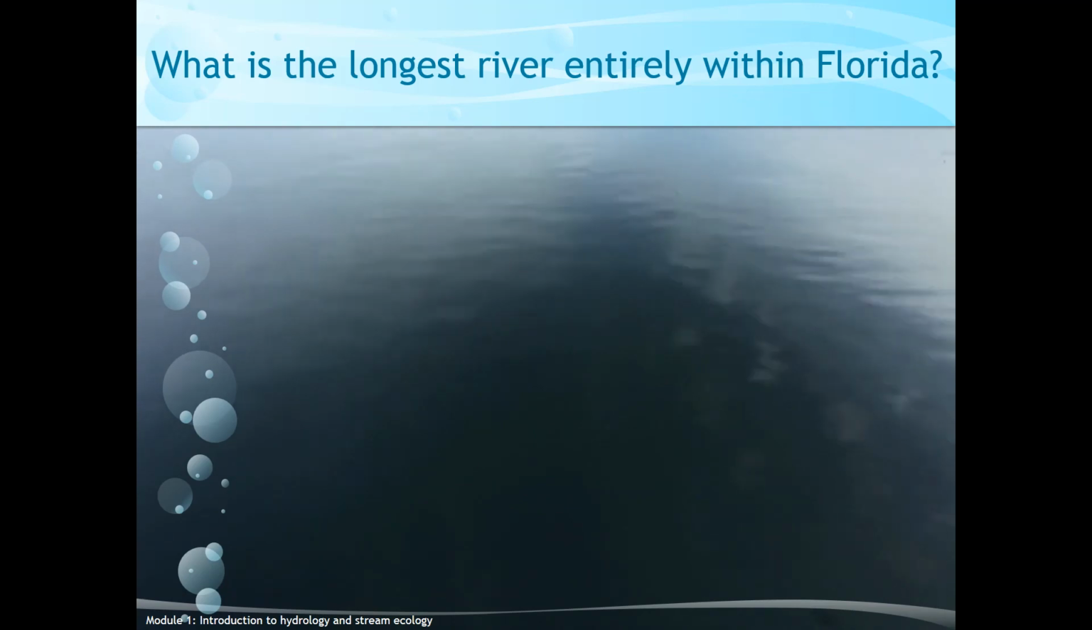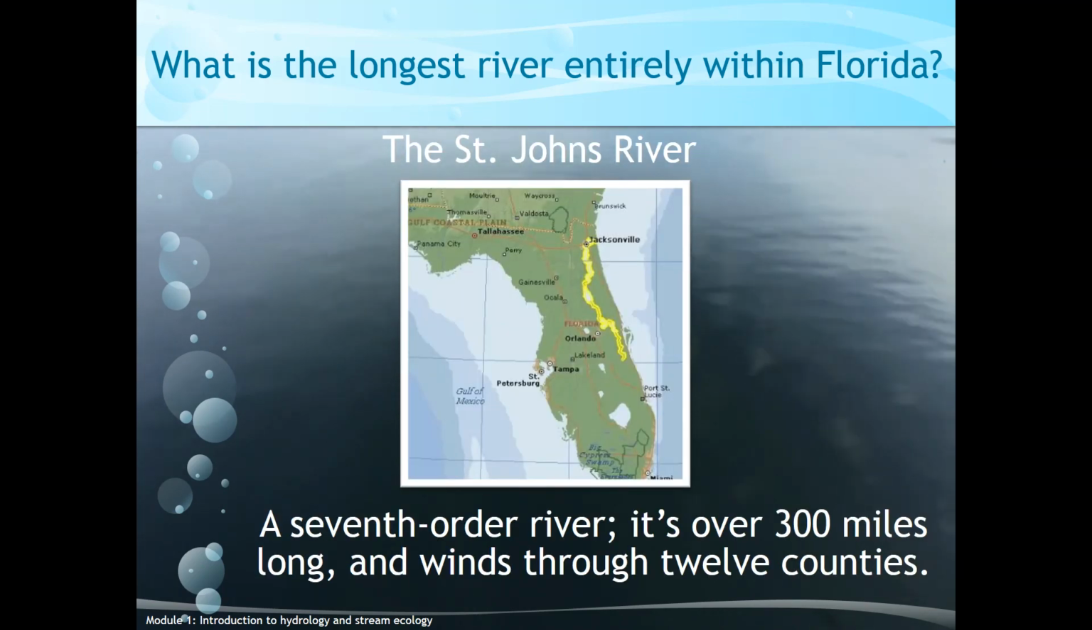So, what is the longest river entirely within Florida? If you said the St. Johns River, you are correct. The St. Johns River, highlighted in yellow, is a seventh-order river. It's over 300 miles long and winds through 12 counties.